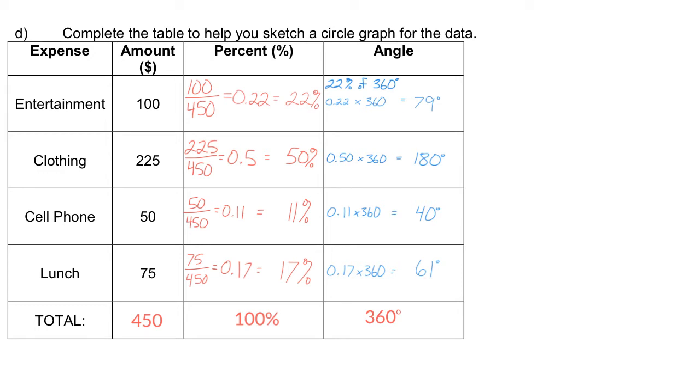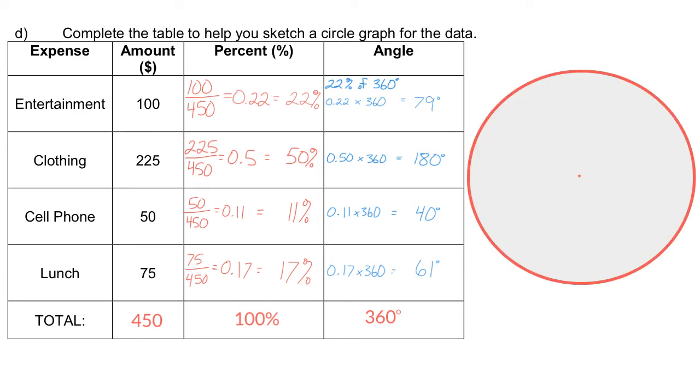So now when I go to build my pie chart, I can just draw a circle. And then from the center of my circle, I'm going to draw a line to the edge of the circle. Now you may or may not have a protractor with you right now. It's fine. If you don't, we can just pretend. So I usually start with the biggest piece. So the biggest piece is clothing. It takes up half of the circle, 180 degrees.